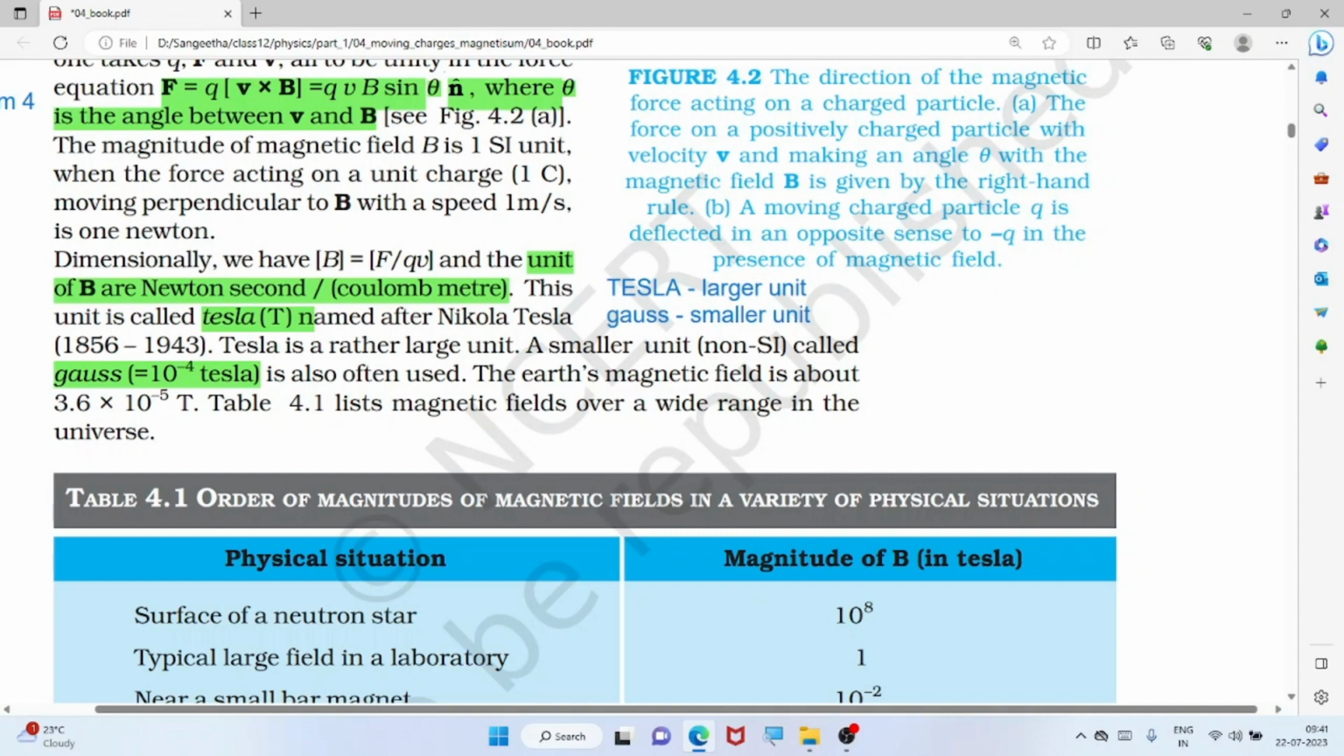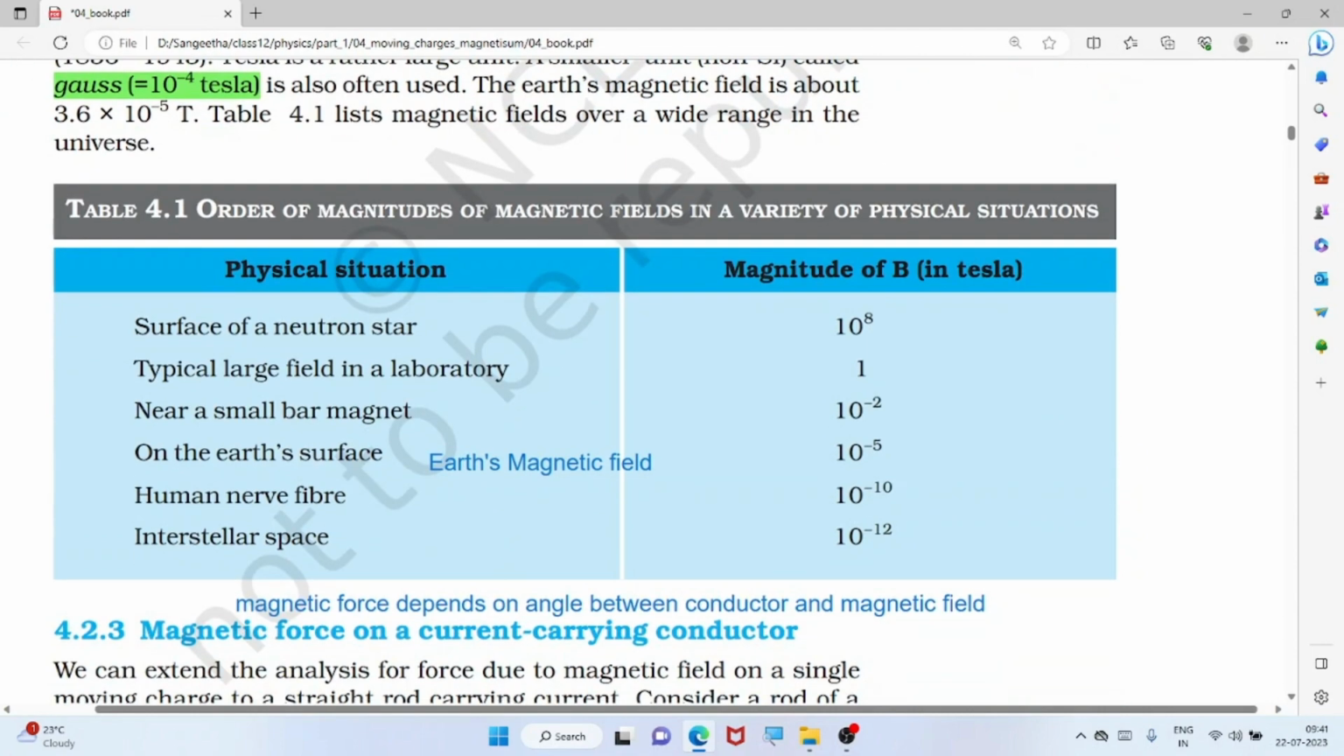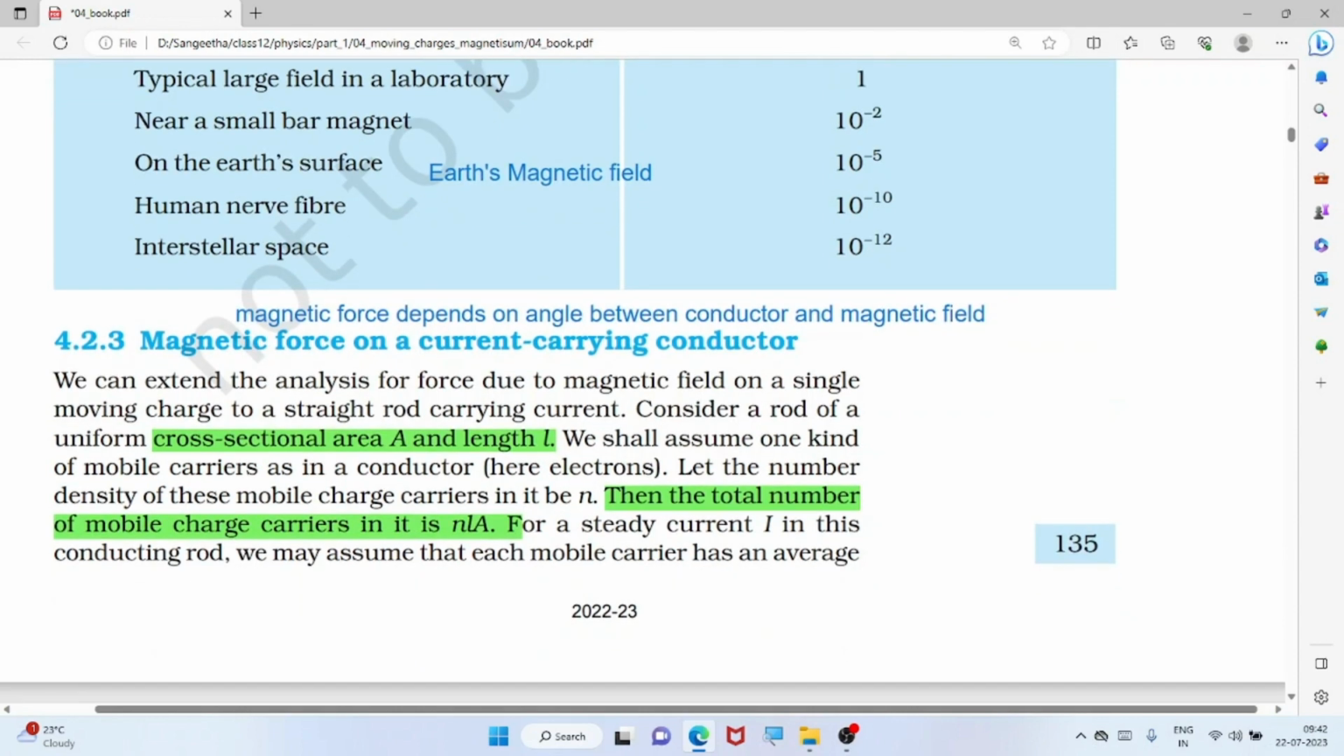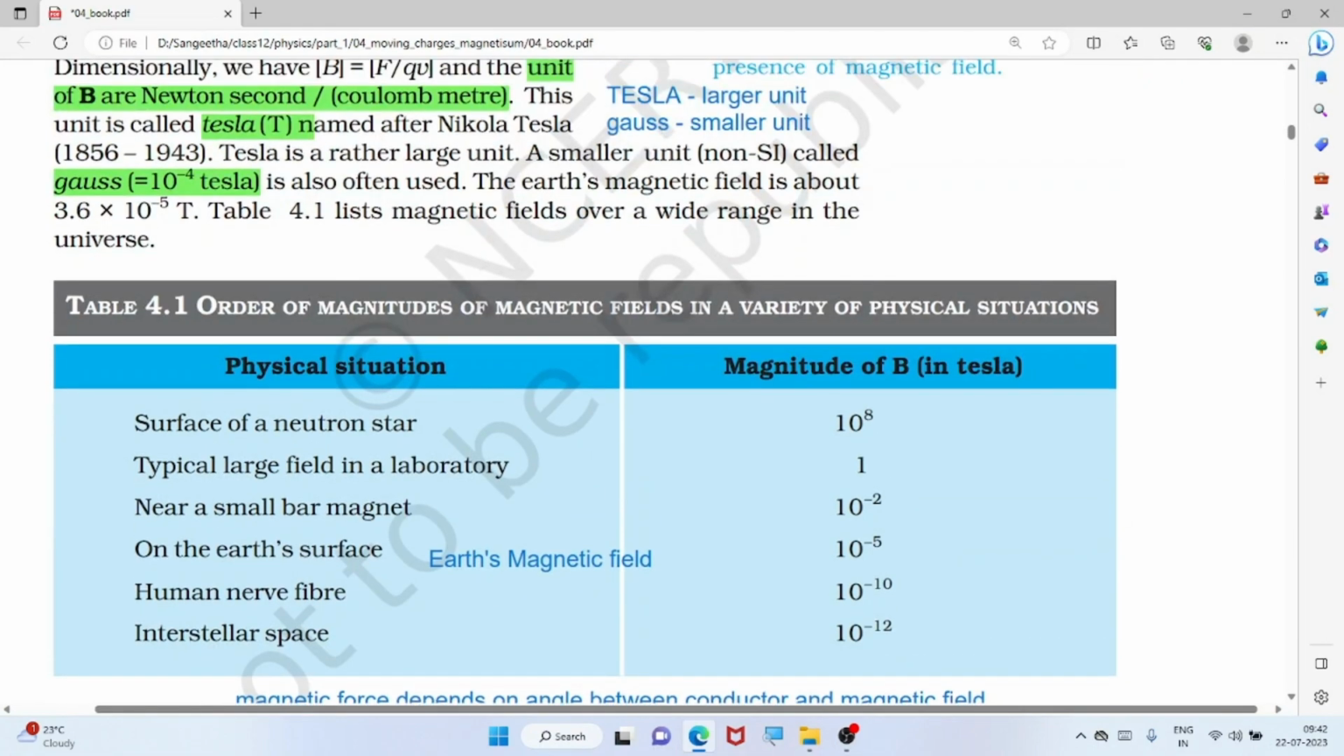For the magnetic field, the unit is Tesla, that is the larger unit, and the Gauss is the smaller unit. This is the magnetic field in Tesla. The value for Earth's magnetic field is this, near a small bar magnet, and for human nerves that is the smallest. The magnetic force depends on the angle between the conductor and the magnetic field, that is v cross B.